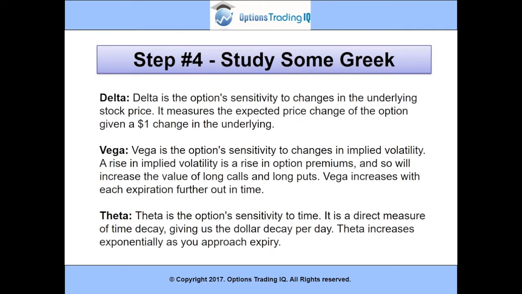Theta is the option sensitivity to time, and it is a direct measure of time decay, giving us the dollar decay per day. Theta increases exponentially as you approach expiry. So this is one of the main concepts of how I trade, is you're picking up time decay. You're picking up that decay of the options over time. And what you want to do is, if you're short Vega, you're generally going to be long Theta, okay?